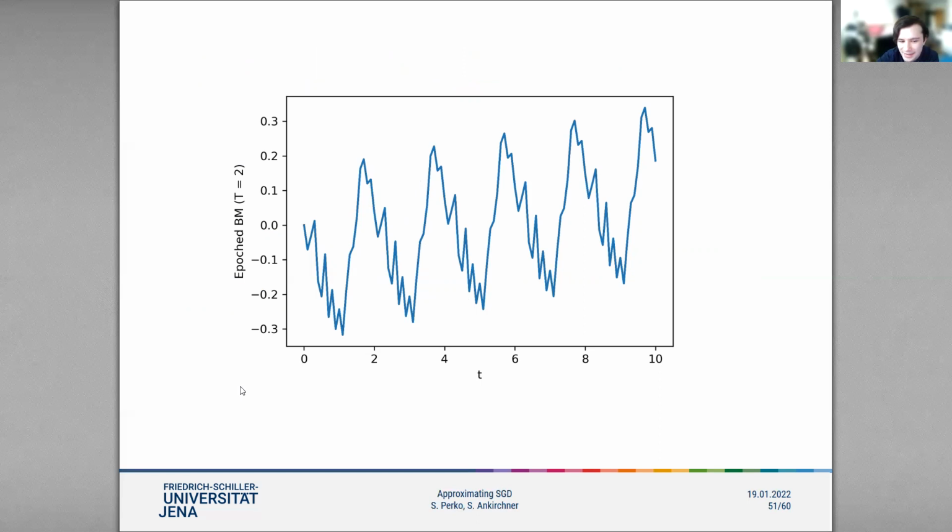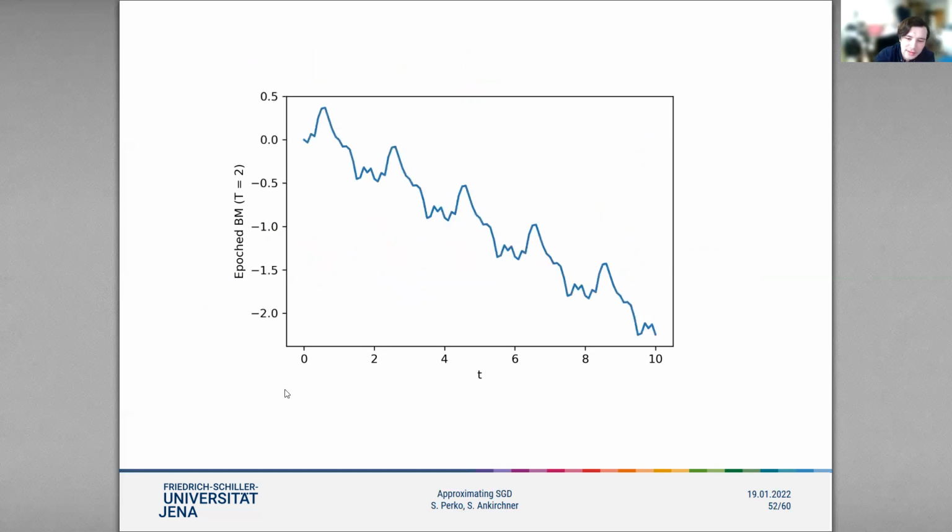It sort of looks like this has a drift, but it doesn't actually have a drift. It's just that once you know the first epoch, for example, if it goes up during the first epoch, you know it will keep going up until the end of time. Conversely, this is the same process but a different realization. If it goes down in the first epoch, it keeps doing that over and over.